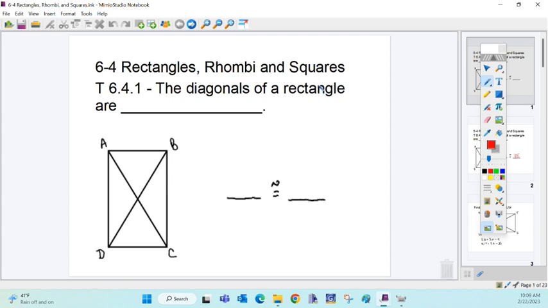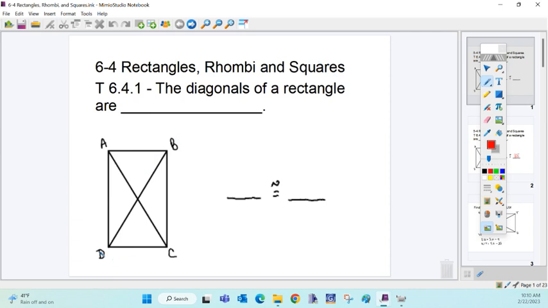It feels kind of weird to ask you what a square is, but you can tell me what a square is. They have equal sides, yep, and four 90-degree angles. Is it a parallelogram? Yes. Good. Okay, so these are some other special things that are only true about rectangles, rhombi, and squares.